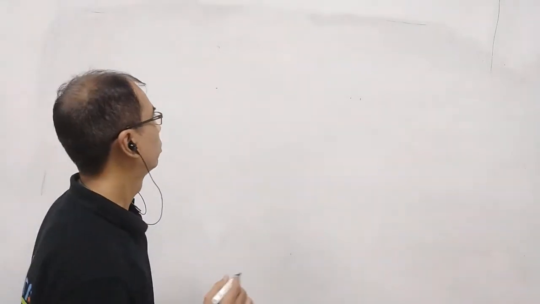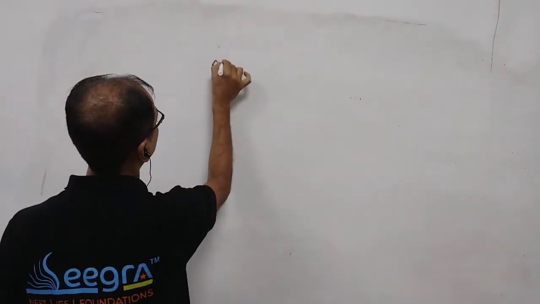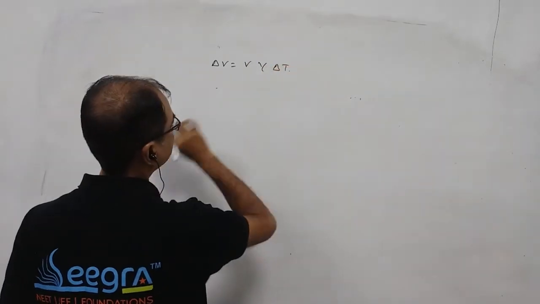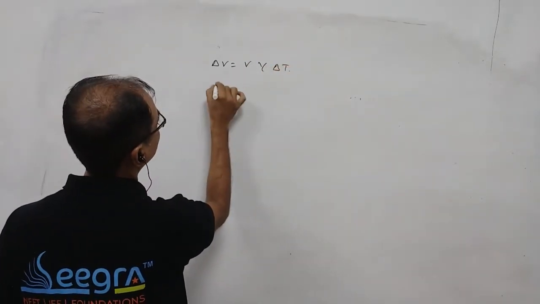Let's go for another question. What does it say? It's a different type of question altogether. Find the coefficient of volume expansion for an ideal gas at constant pressure. Now, what we know about the volume coefficient is delta V equals V gamma delta T.